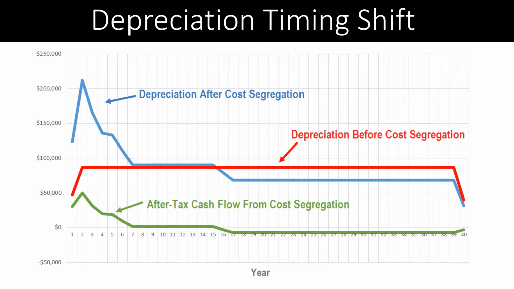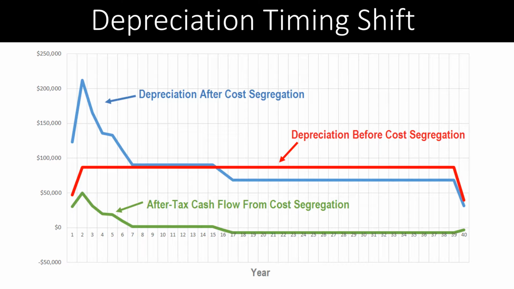The increase in depreciation expense during the first few years is caused by two factors. First, personal property and land improvements will be assigned shorter depreciation lives. Additionally, those types of assets are eligible for accelerated depreciation instead of straight-line depreciation, which is required for real property. 5-year personal property is allowed to be depreciated using the double declining balance method, and 15-year land improvements may use the 150% declining balance method. So the shift in depreciation expense is magnified by the combination of these two factors.